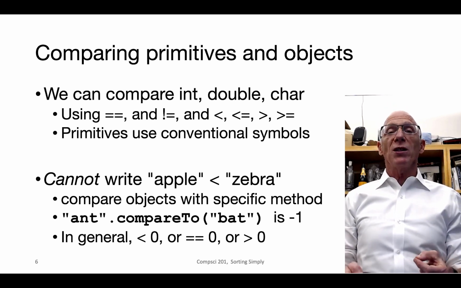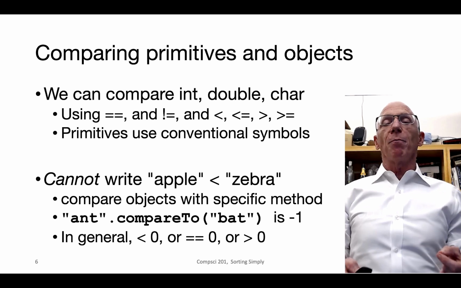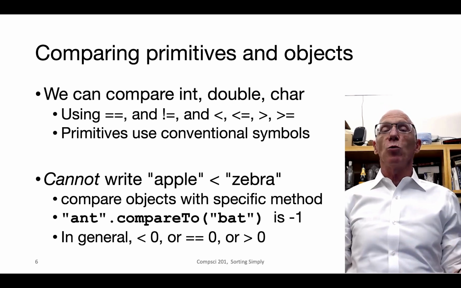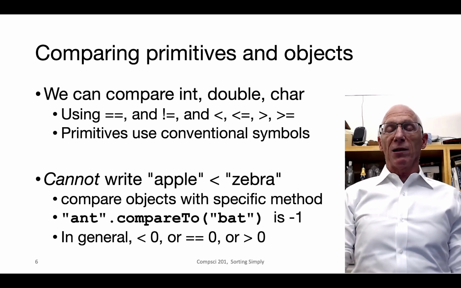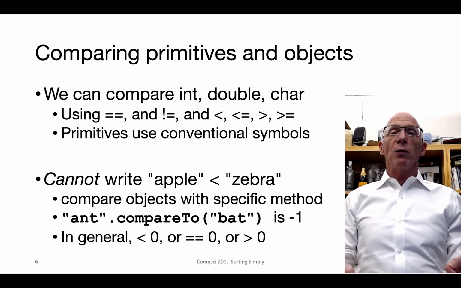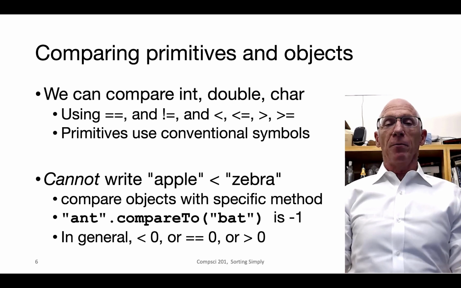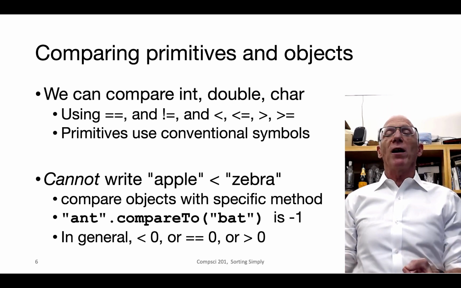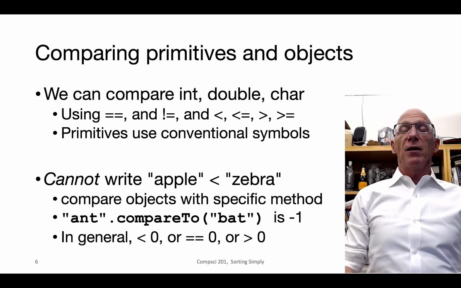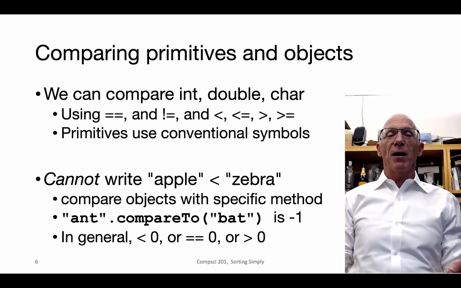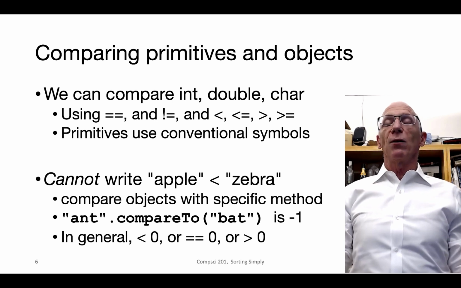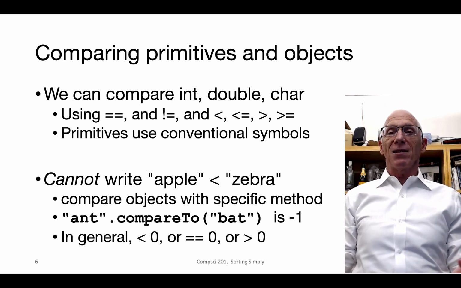And what we'll see is that the result of the compareTo method being applied to two objects is a number less than 0 if the first one is less than the second, a number equal to 0 if they're the same or equal, and a number greater than 0 if the first object is greater than the second. So in the example of ant.compareTo(bat), we'll treat that as -1 because ant is less than bat.